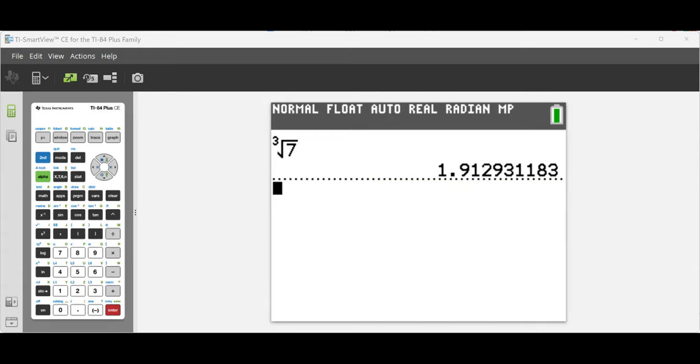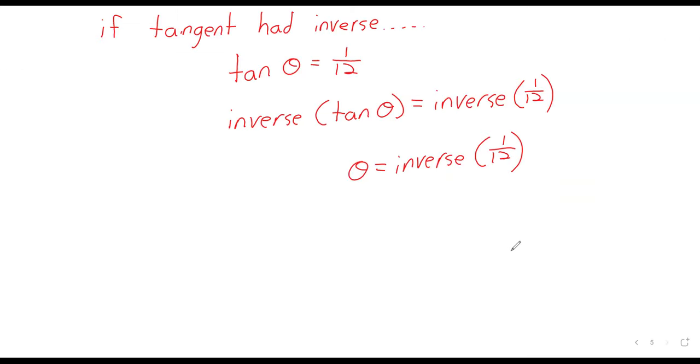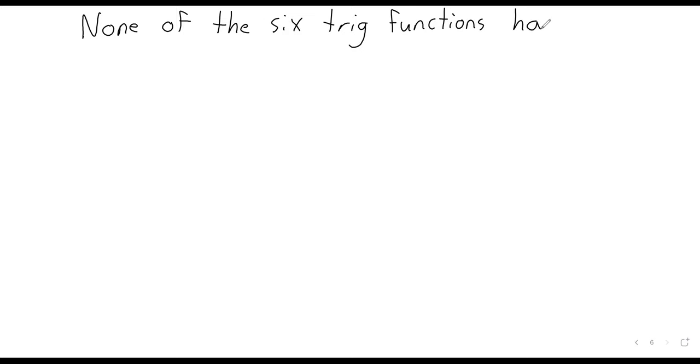Well, this is basically what we are going to do, but there's a slight hitch that we have to overcome. And when I say what the hitch is, it's probably not going to sound slight. It's probably going to sound absolutely fatal. None of the 6 trig functions have inverses. Not every function does have an inverse, and none of the trig functions do.